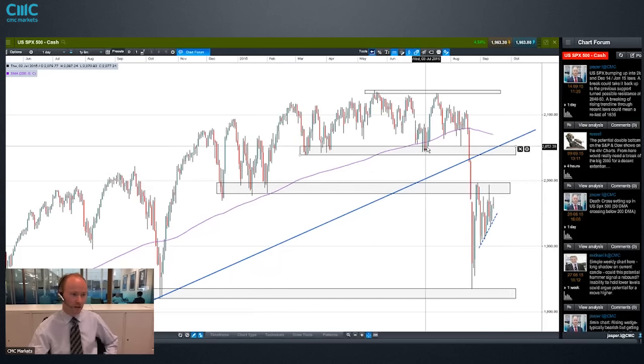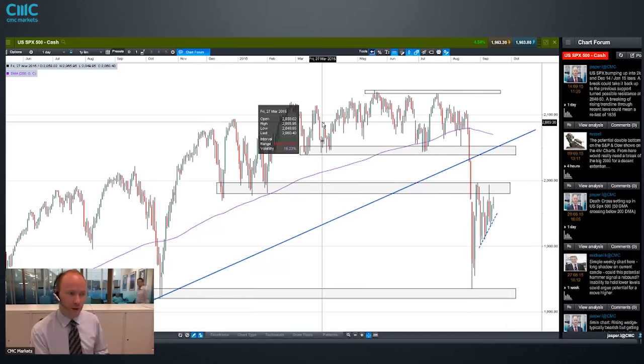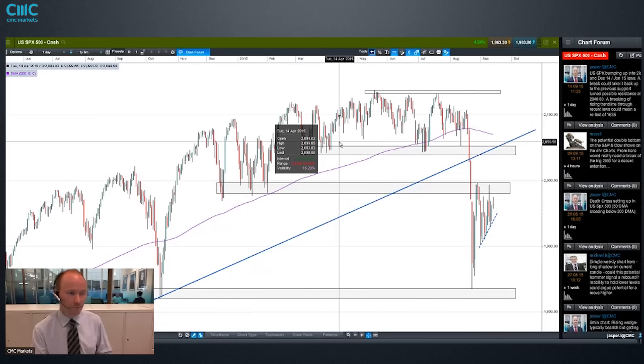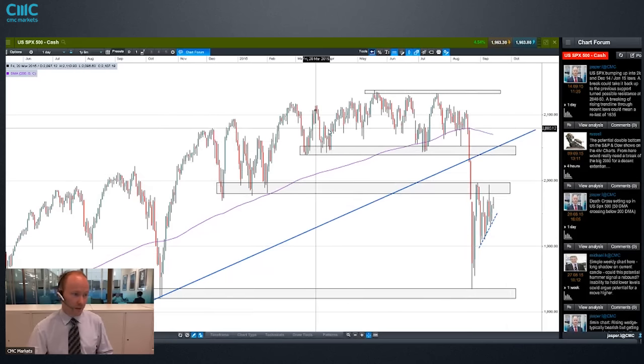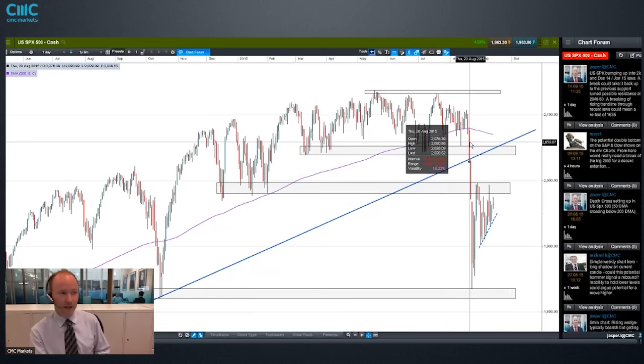clear-cut support. This is just us chopping around sideways for all of 2015 until we had the big break. And this is really the way markets work. When you're in a very tight range, it's like a spring getting coiled up. The longer you stay in those kinds of tight ranges, the more ferocious the breakout. In this case, extra ferocious because a bear market break tends to be sharper than an upwards break.